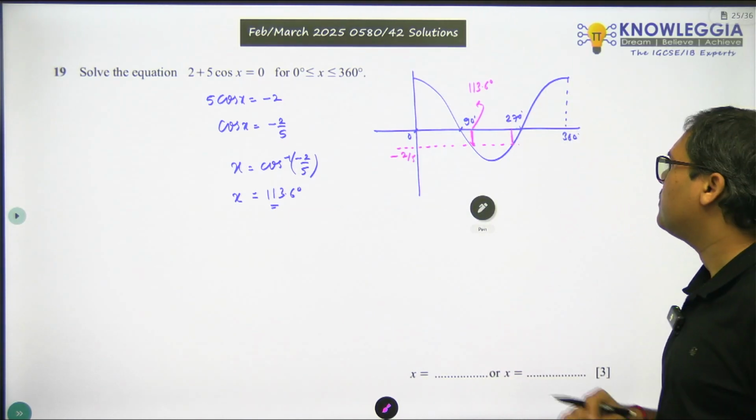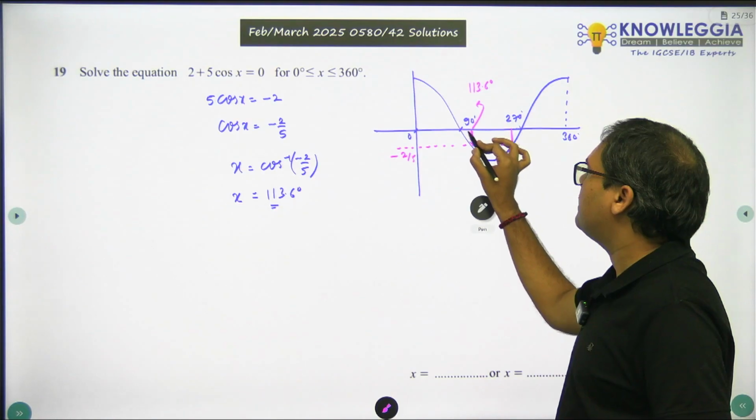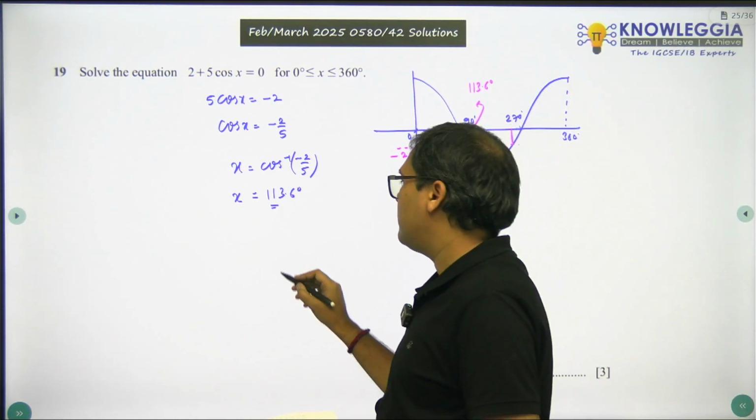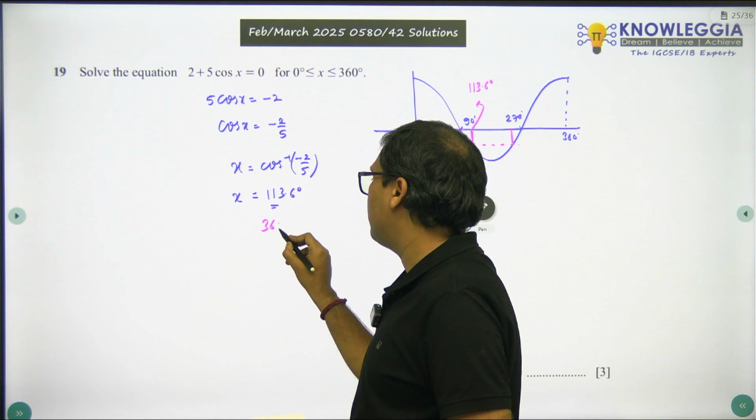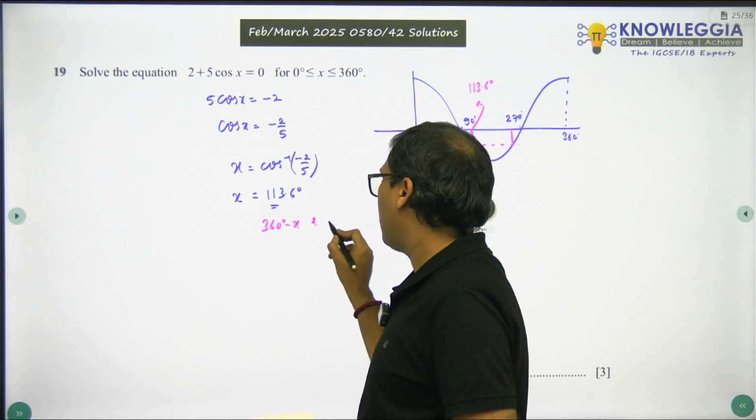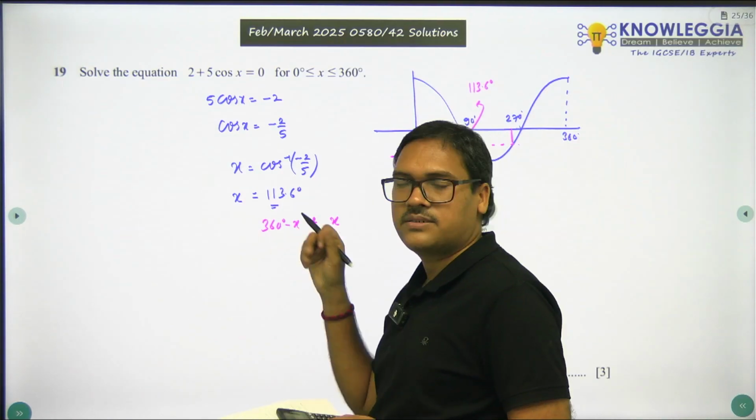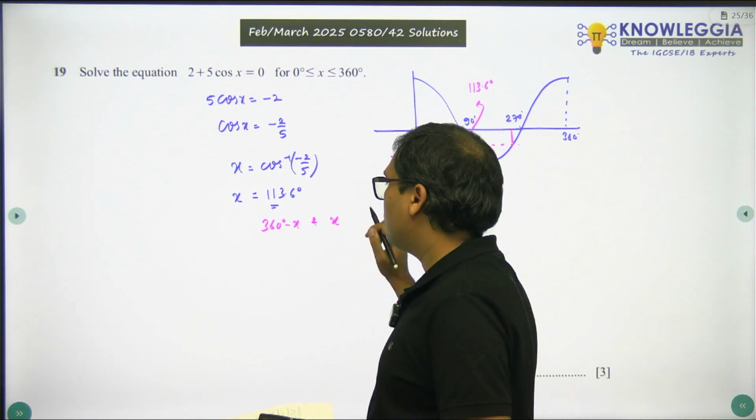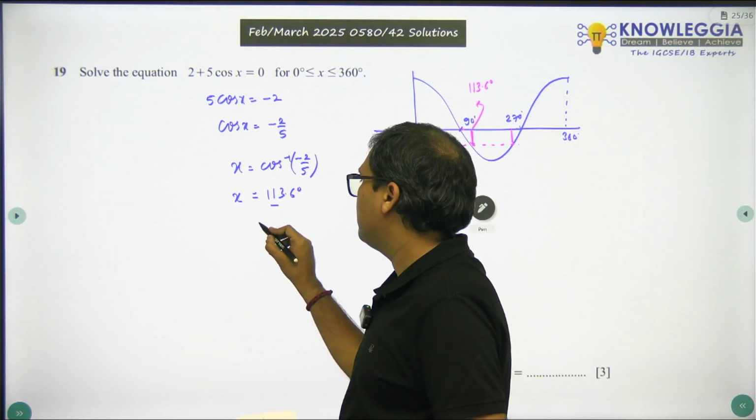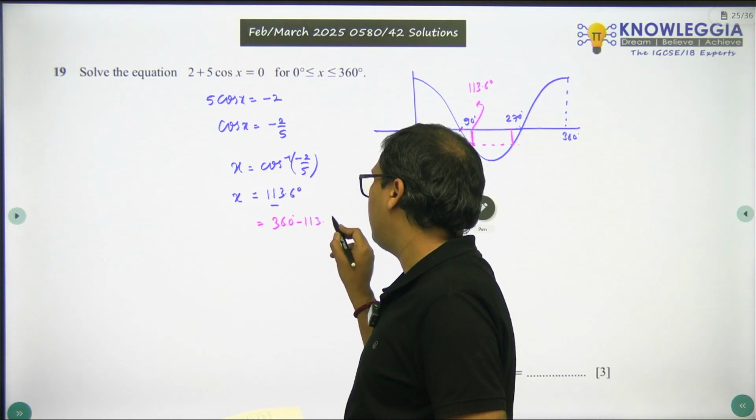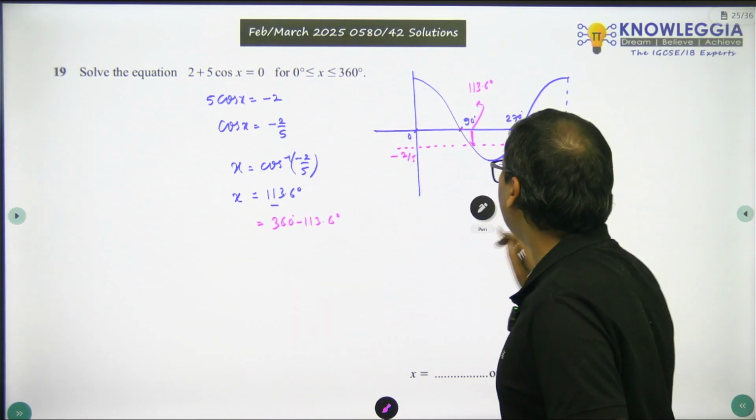Now, how will you get this? You can clearly see this difference and this difference are the same. Otherwise for cosine, always remember this: cos x and cos of 360 degrees minus x are the same. So what is the other value? The other value is 360 degrees minus 113.6 degrees. You can use the symmetry.